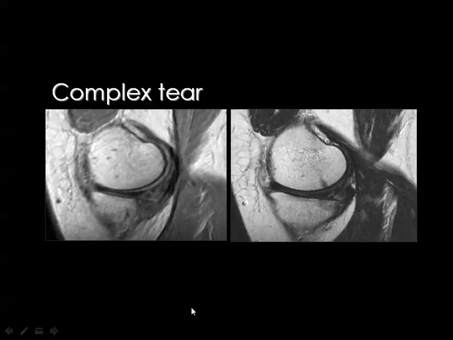And if you see a tear which is branching inside the meniscus, like this one, a line like this, and a line like this, and a line like that, this is known as a complex tear.